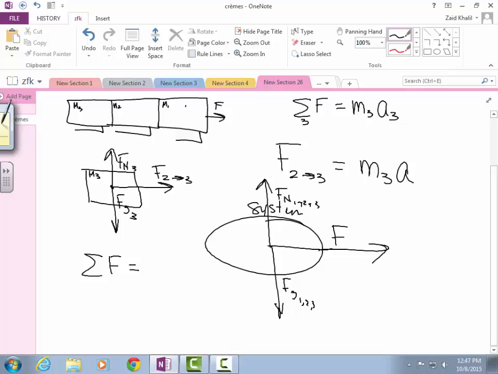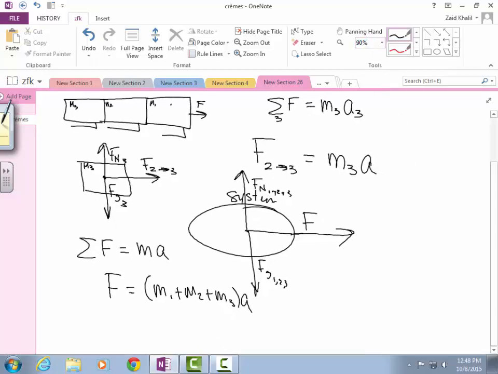the mass times acceleration. Well, what's the mass of this system? This whole thing that's being pulled with F. That's right. So it's M1 plus M2 plus M3. Well, let me just say MA first. Right? And so the net force is F. And this is M1 plus M2 plus M3 times A. And so then we can find A. A is equal to F over M1 plus M2 plus M3.